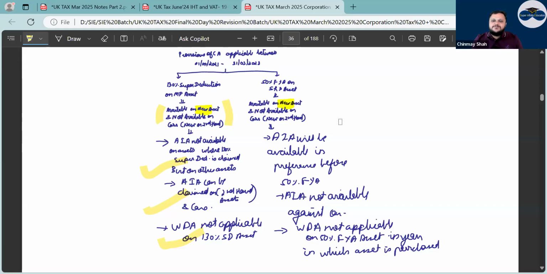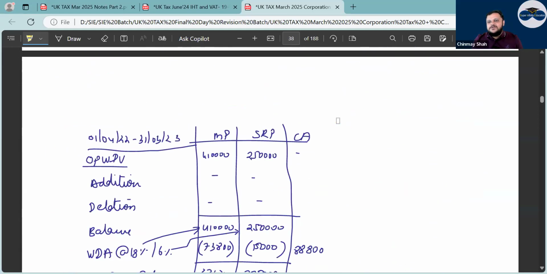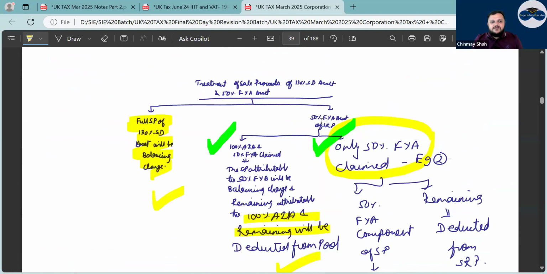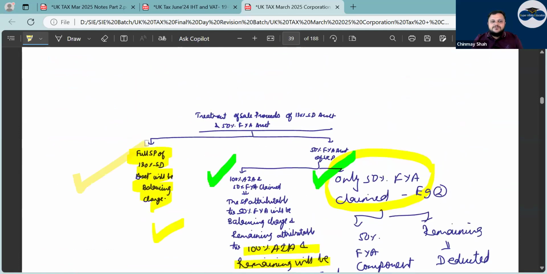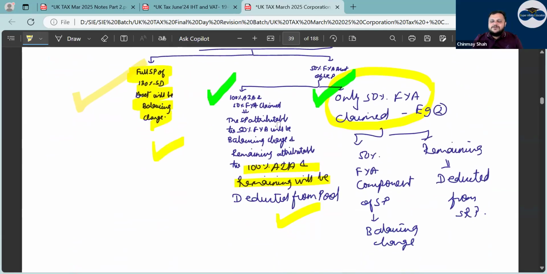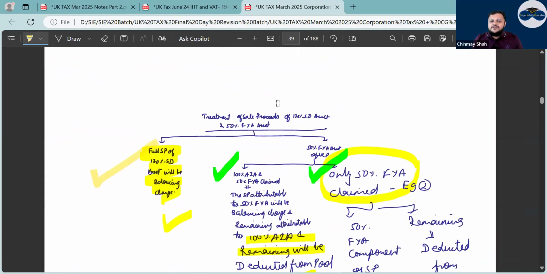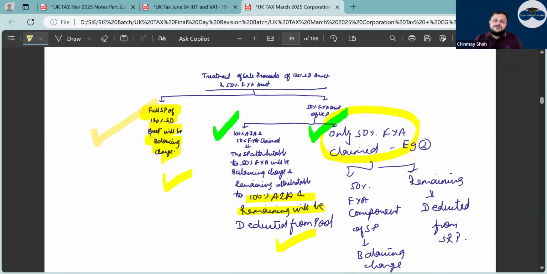130% super deduction, 50% FYA and SRP, right? So what will happen if it is a 130% super deduction? Simple, right? Then the whole sale value, higher of sale value or what? Tell me. Sale value or original cost, whichever is lower, will be directly a balancing charge. But if there is a 50% FYA asset of SRP, and you have claimed 100% AIA and FYA, then only the proportion claimed against the 50% FYA will directly become a balancing charge, right? All other things will be deducted from the pool, right?